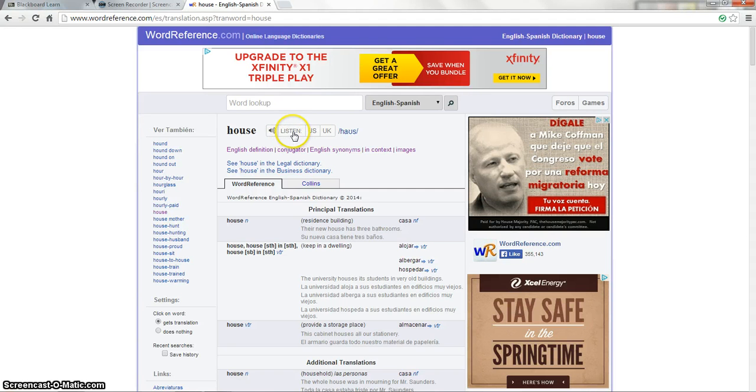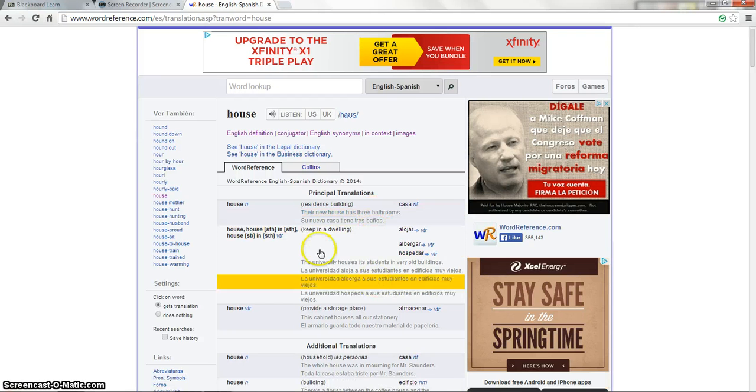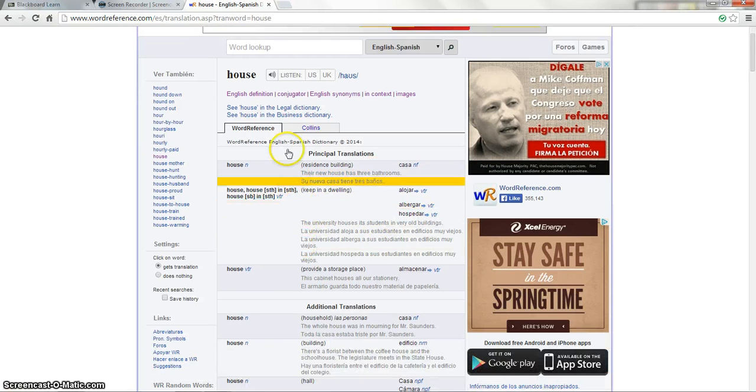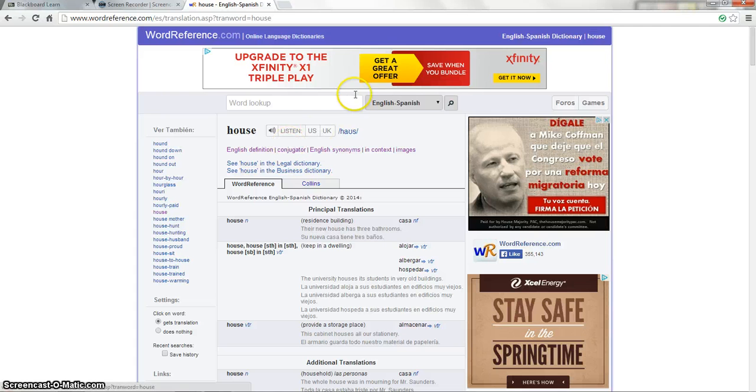So right here you can listen to the word, how it sounds. So let's listen to house. House. Yep, that's exactly how it sounds. And so yes, this is a very handy tool. You can go to other things, you can put down other words, but let's just stay in this. And let's look at the English definition.